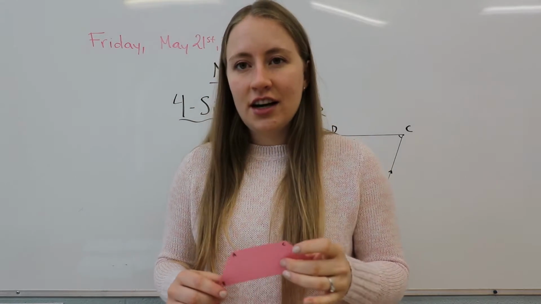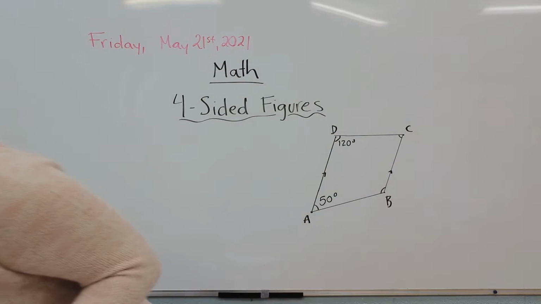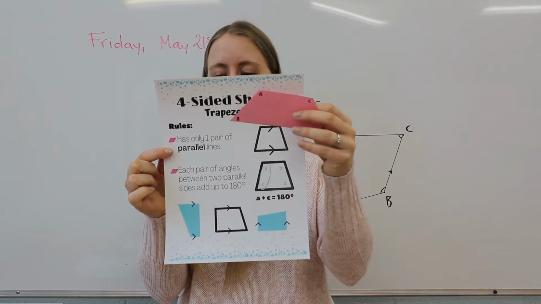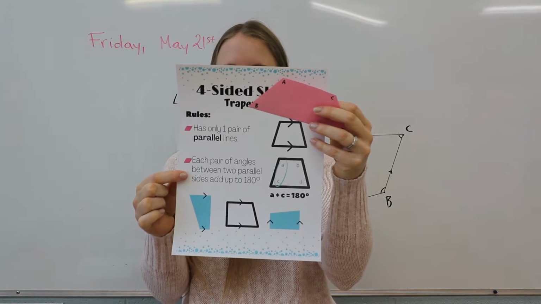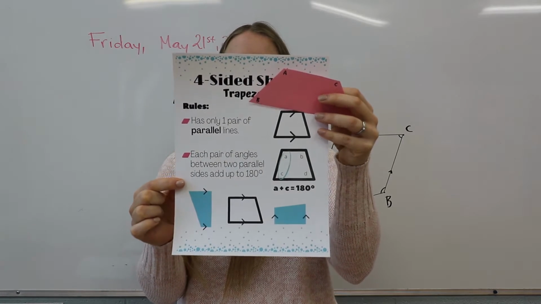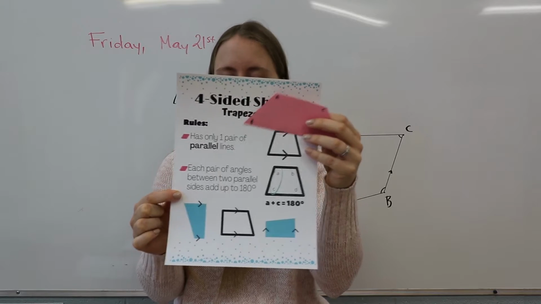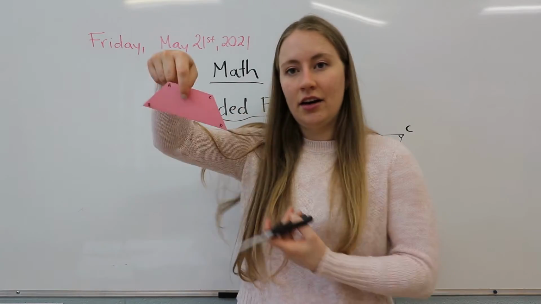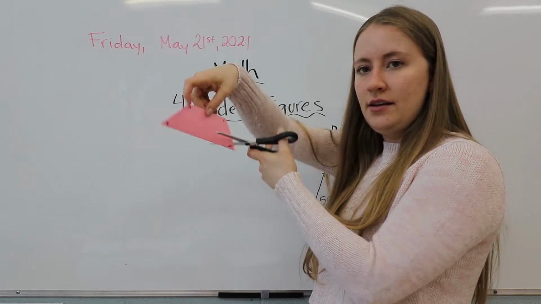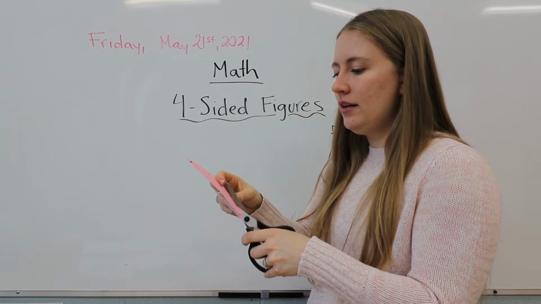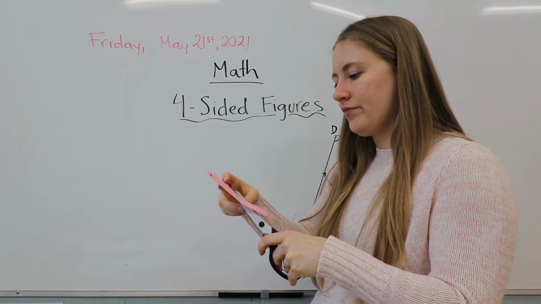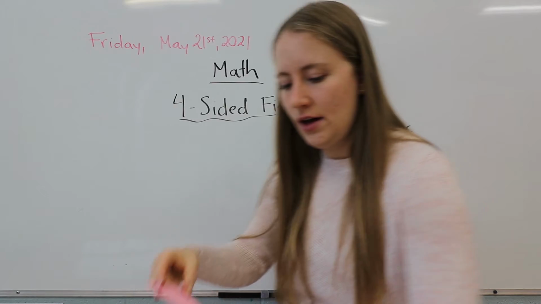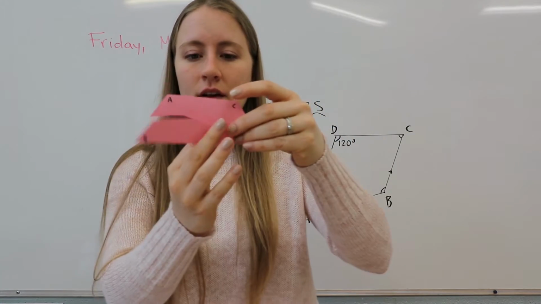And we're going to have a look at our trapezoid rule, because you'll remember that trapezoids have only one pair of parallel lines, okay? And each pair of angles between two parallel sides add up to 180 degrees, okay? So we can demonstrate this by cutting our trapezoid this way, okay? So I'm going to make a little curvy line. And I've cut my trapezoid in half. Okay?